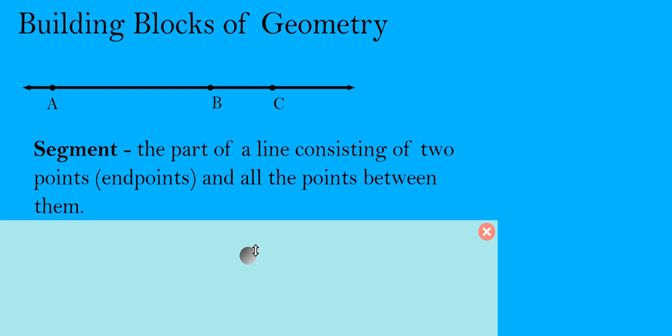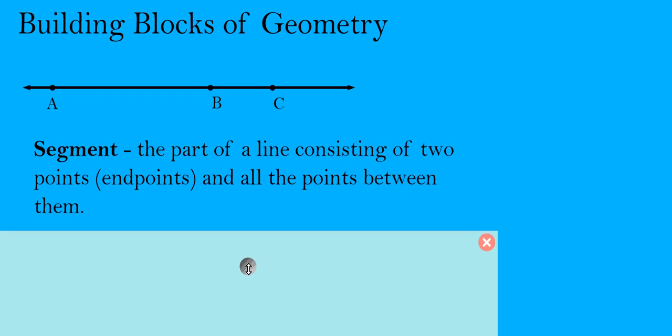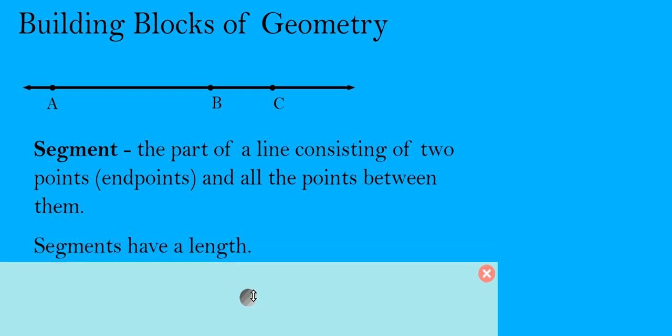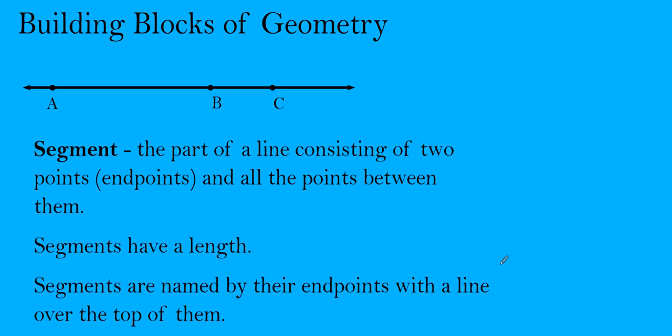Totally different things. So a segment is a part of the line consisting of 2 points. We call those endpoints, and all the points in between them. As I said, segments are finite. They do have a length, and they can be measured. And not surprisingly, they are named by their endpoints, and with just a line over the top.